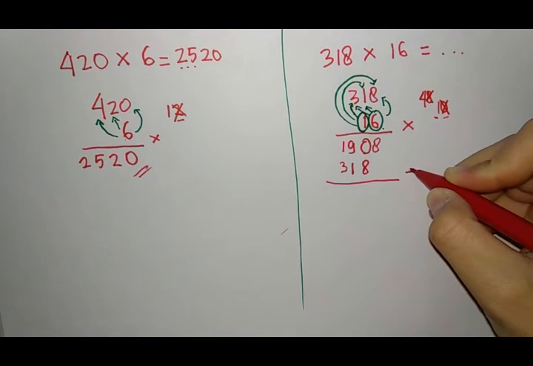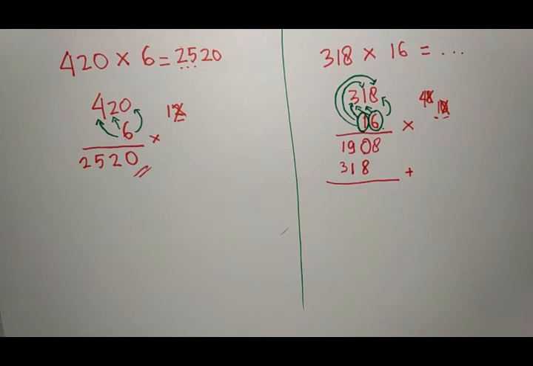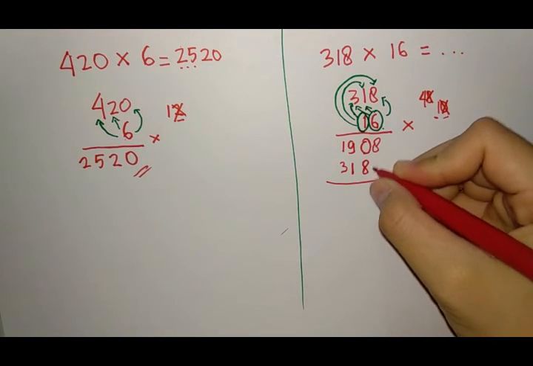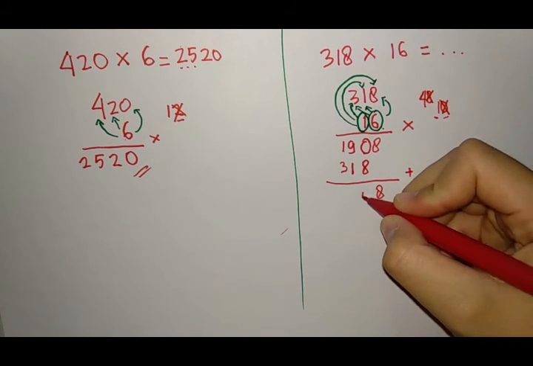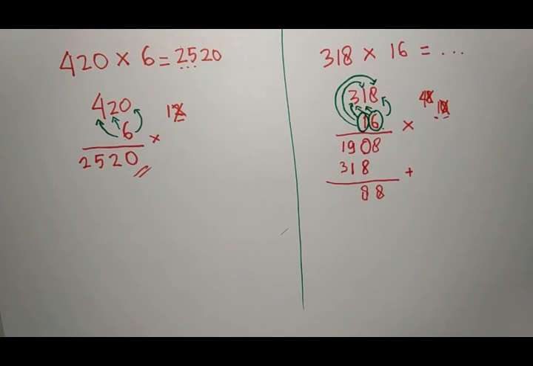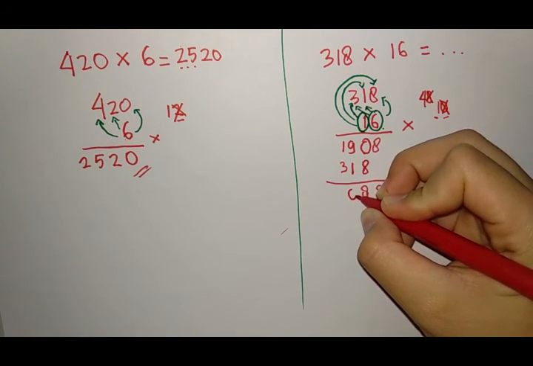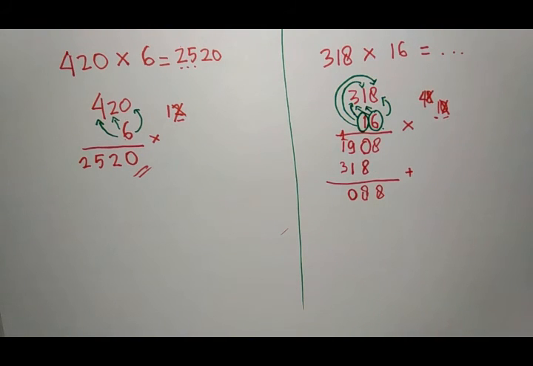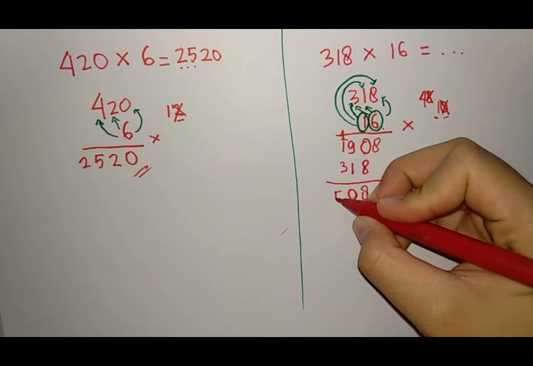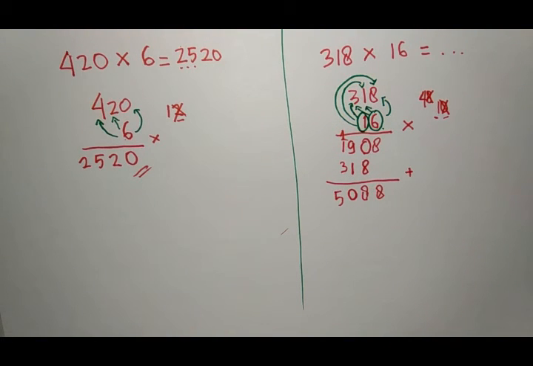Make a line. The symbol is addition, plus. So 8, because there is no number, you have to write 8. 0 plus 8, 8. 9 plus 1, 10. Good. So you have to write a 0 and 1 here. 1 plus 1, 2. 2 plus 3, 5. So 318 multiplied by 16 equals 5088. It's so easy.